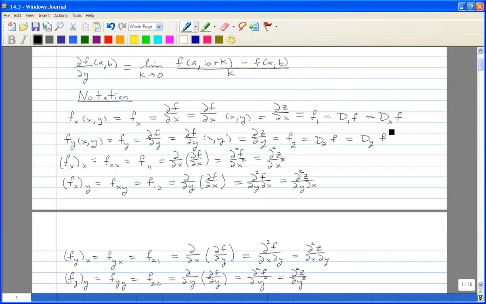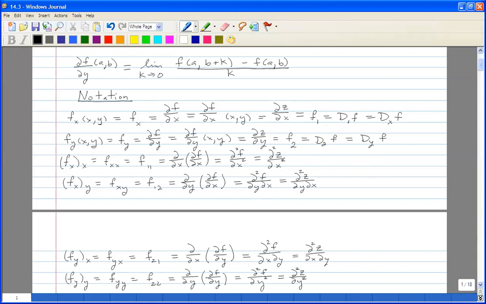You can also use the D1 of f. Same for y. Use a subscript of y to denote the partial of f with respect to y. Use the curly d notation, and the curly d notation with the letter z denoting f of x, y. Use a subscript of either y or 2. So those are the first partials for a function of 2 variables.